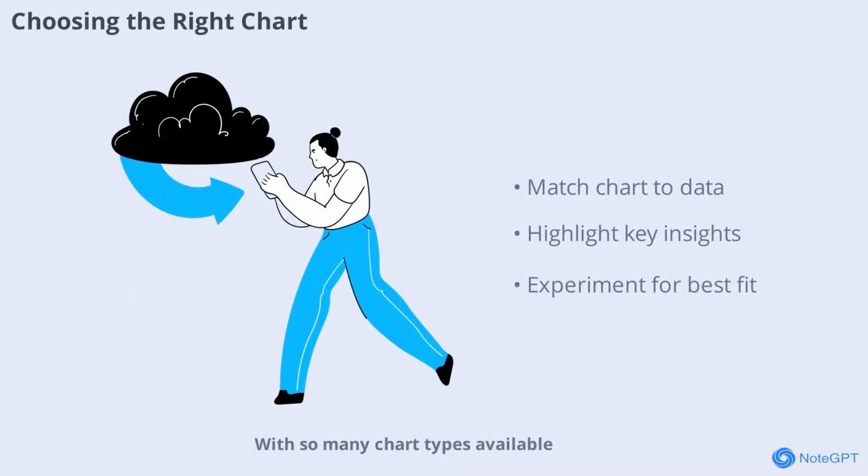With so many chart types available, it's important to choose the one that best fits your data and message. Consider what you want to highlight: trends, comparisons, distributions, or relationships. Think about your audience and what will make the information most clear. Excel makes it easy to switch between chart types, so don't be afraid to experiment until you find the perfect fit.